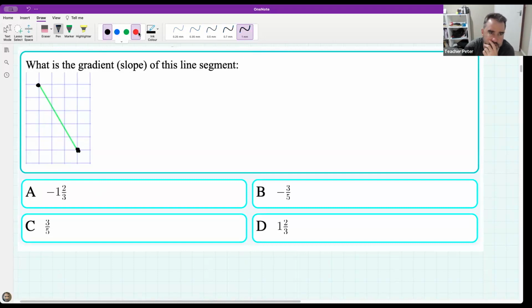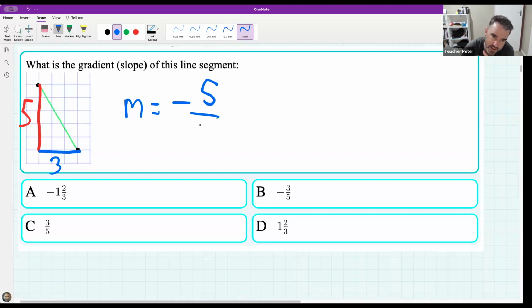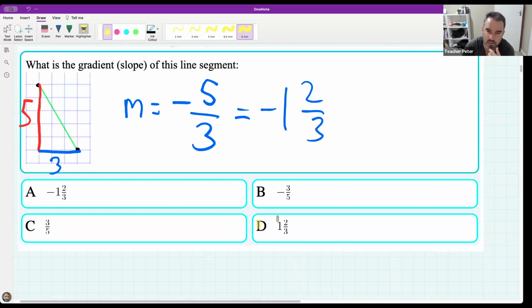Okay, so if I'm going to go 1, 2, 3, 4, 5 down, 2, 3 across. Now it's negative because it's going to the right, it's going down, so it's negative 5 over 3, but there's no negative 5 over 3, but of course, we can rewrite this.